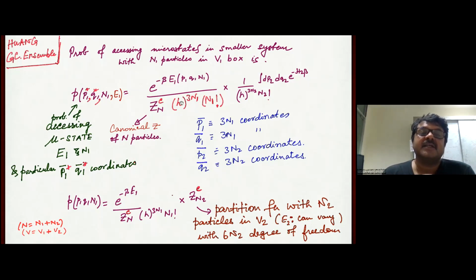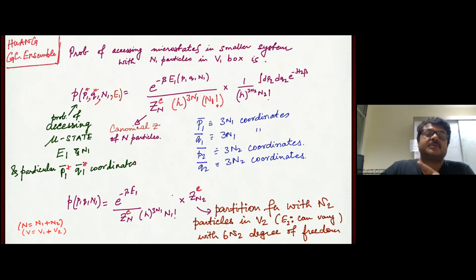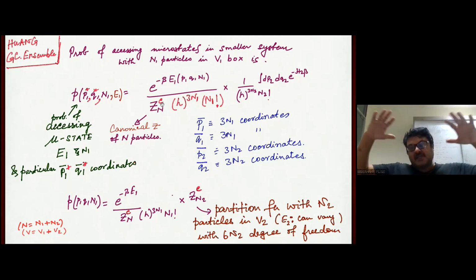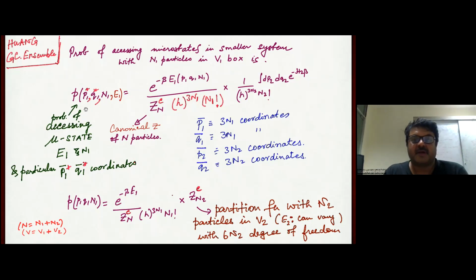On the other hand, for a particular microstate that the system is in, P1, Q1, the probability actually depends upon all the microstates that are available to the reservoir. If you've forgotten the reason, please go back. But it's basically that the system is fixed, and you're summing over all the microstates that the reservoir can take, and this ZNC is the canonical partition function of the entire system with n particles. So this is going to be the probability of the microstate.